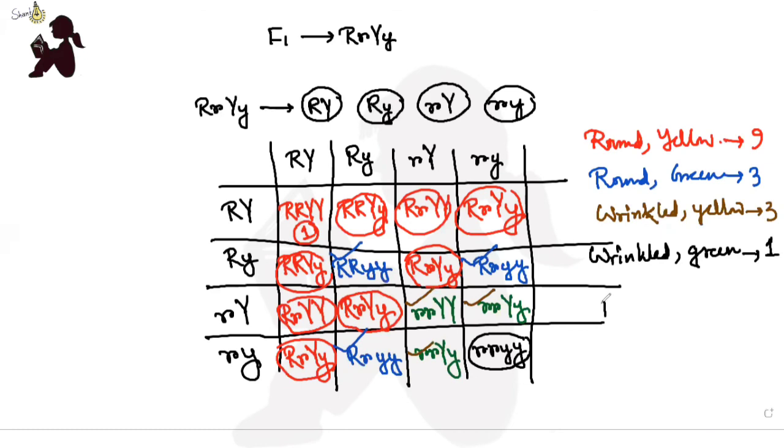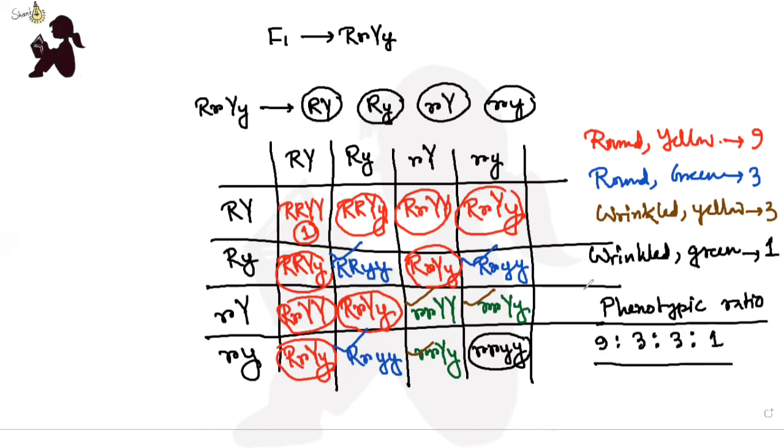So here the phenotypic ratio will be 9:3:3:1. This is the phenotypic ratio of Mendel's dihybrid cross.